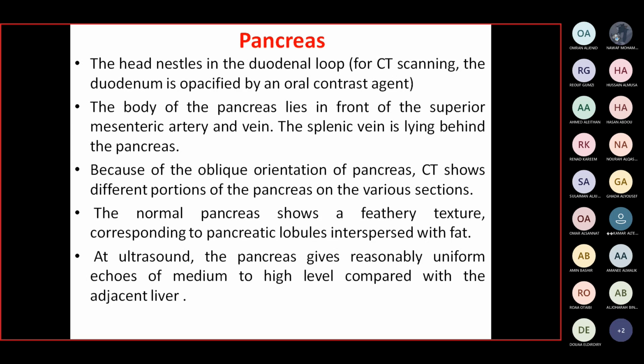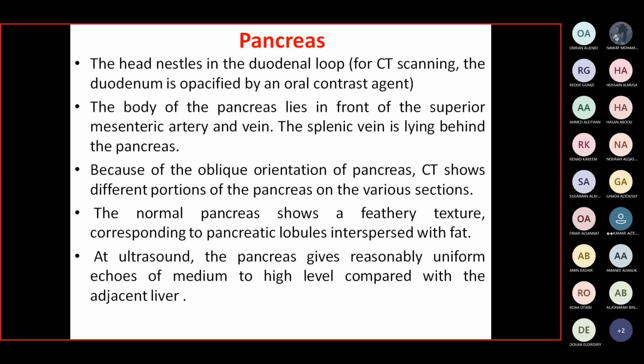So usually there is a difficulty in CT in differentiating the pancreas, especially the head of the pancreas, from the duodenum. To differentiate between the head of the pancreas and the duodenum, the patient should receive oral contrast. This oral contrast opacifies the duodenum and makes it easier to differentiate from the pancreas. And you also have to know the normal position of the pancreas relative to the vessels. It is in front of the superior mesenteric artery and vein, and also anterior to the splenic vein.